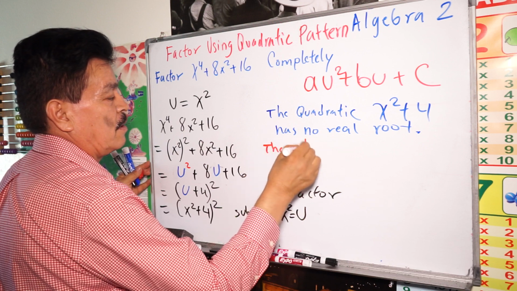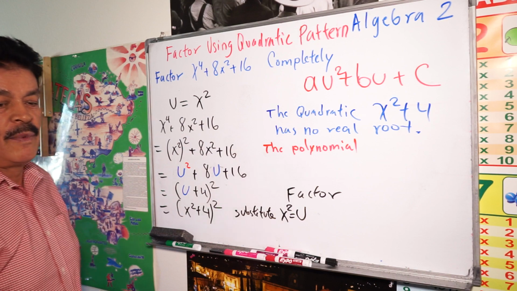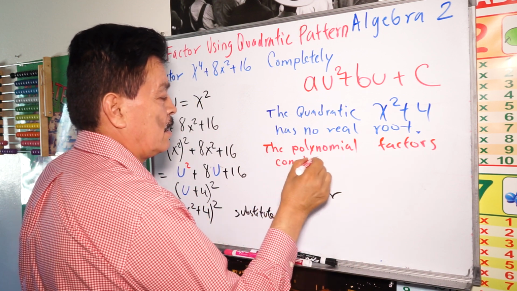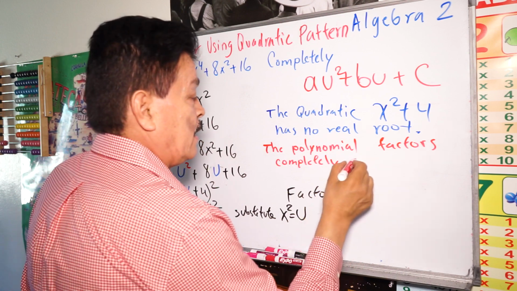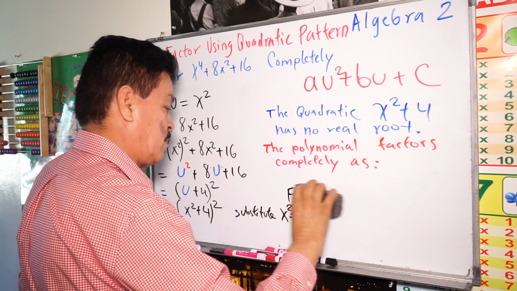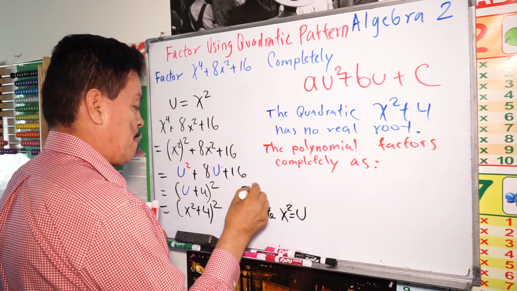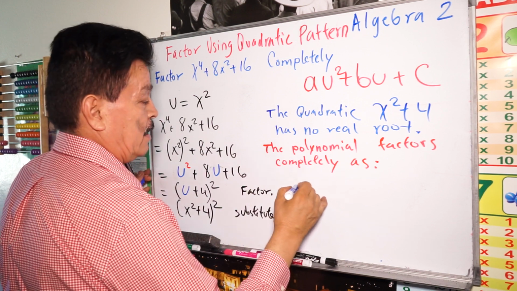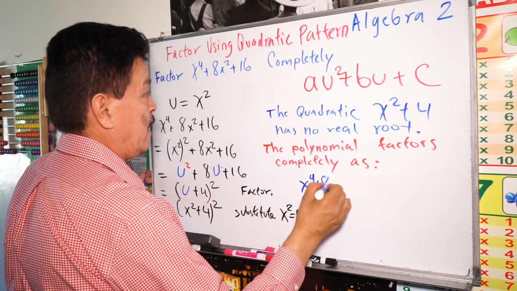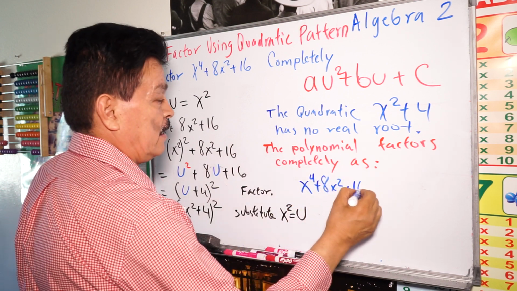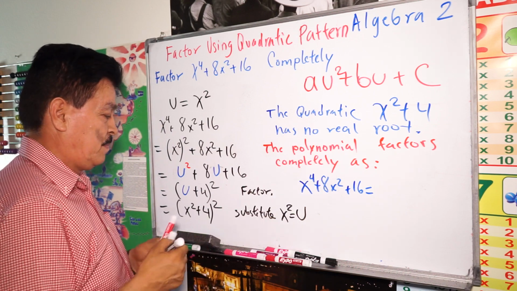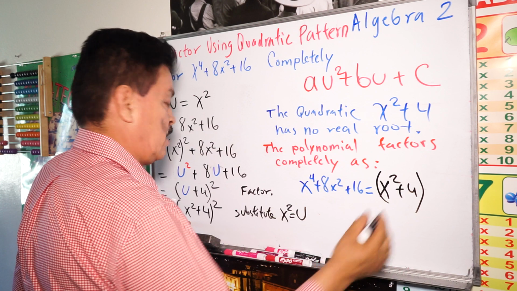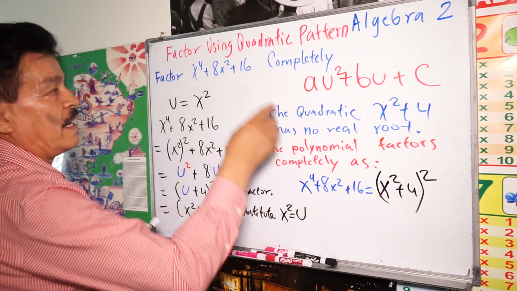So therefore, the polynomial factors completely as this factor here. It's going to be x to the fourth power plus 8x to the second power plus 16 equals x to the second power plus 4, to the second power. It's factored using quadratic form.